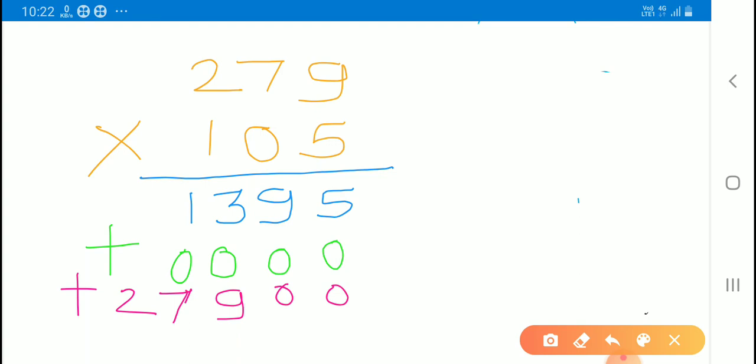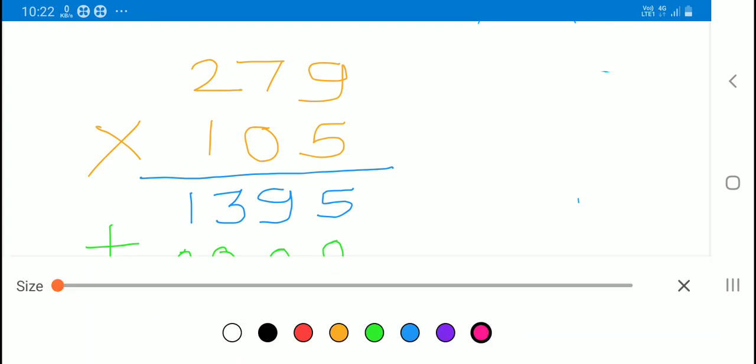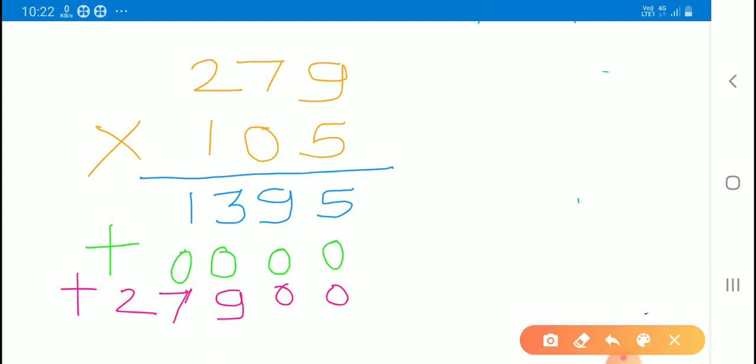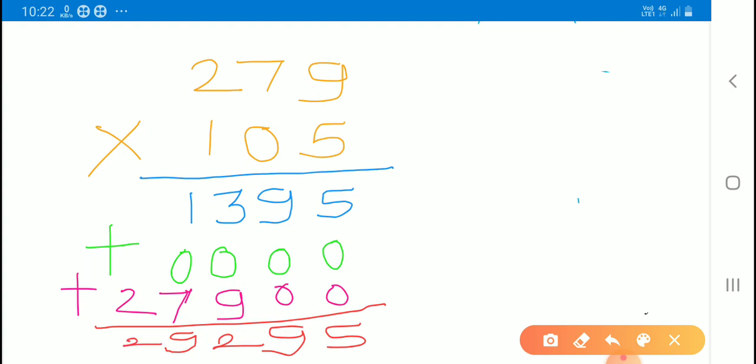Okay, now we will add these numbers. 5, 9, 9 plus 3 is 12. 1 carry. 7 plus 1, 8 plus 1, 9, and 2 as it is. So your answer is 29,295. Okay, do you understand this?